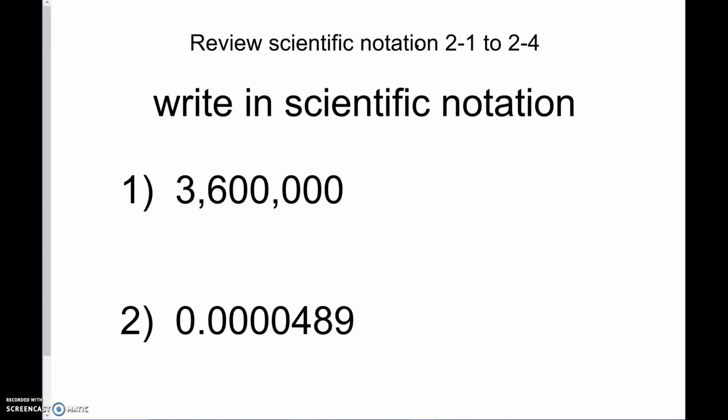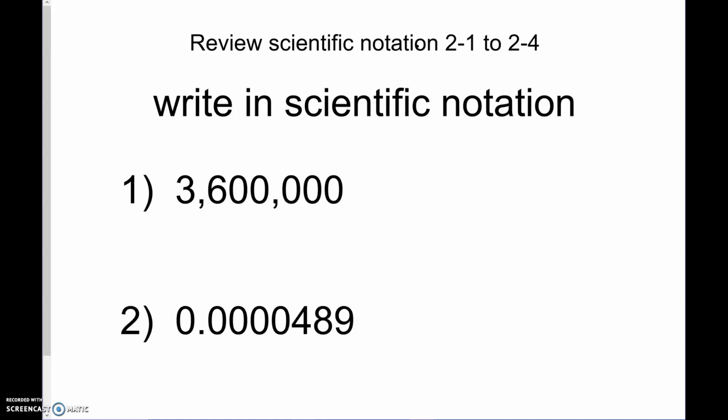Hello, math kiddos. Today we are going to be reviewing Module 2, which is Lessons 2-1, which we already took a short assessment on. And then we are going to also be reviewing Sections 2.2 and 2.3, which was scientific notation with positive and negative exponents. And 2.4 was doing all of the operations with scientific notation.